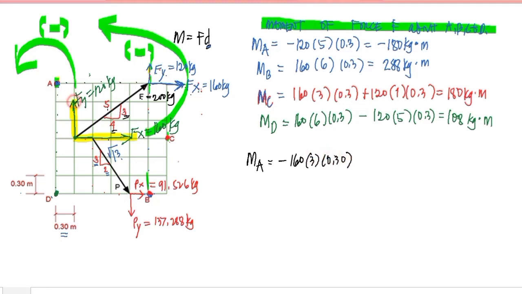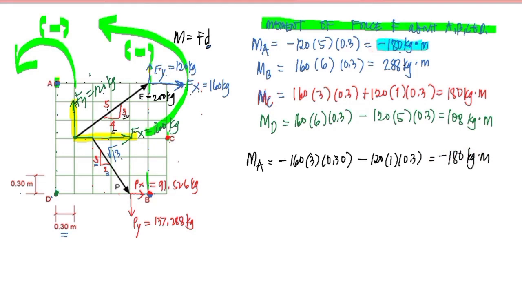Okay. For Fy, since Fy will also rotate counterclockwise, this is also negative. It's 120. And the perpendicular distance of Fy to point A, since this is the line of action, then this is the perpendicular distance, and that's 1 block of 0.3. Okay, so computing for this, that is equal to negative 180 kilogram meter. And as you can see, this is just the same as our previous answer.